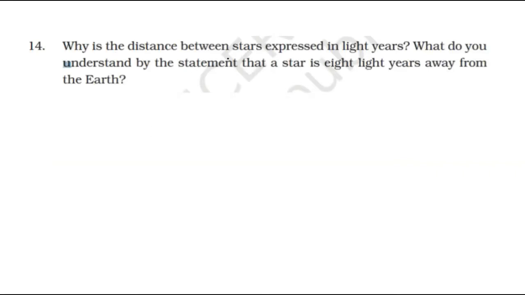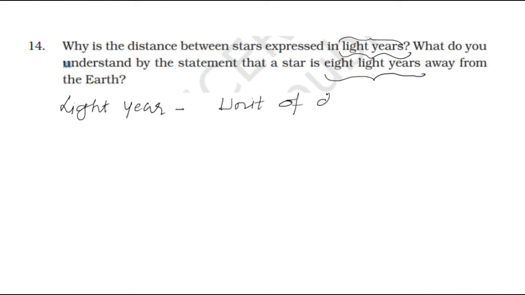And that is question number 40. Why is the distance between stars expressed in light years? What do you understand by the statement that a star is 8 light years away from the Earth? Now, just before answering this question straightaway, let us again revise the meaning of light year. So what is a light year then? A light year is a unit of astronomical distance. And what do you mean by astronomical distance? The distance between astronomical bodies or celestial bodies or stars.